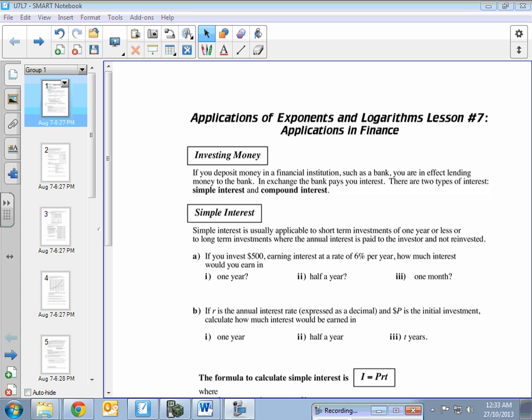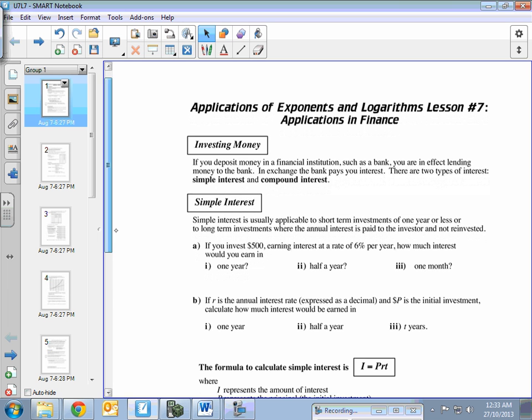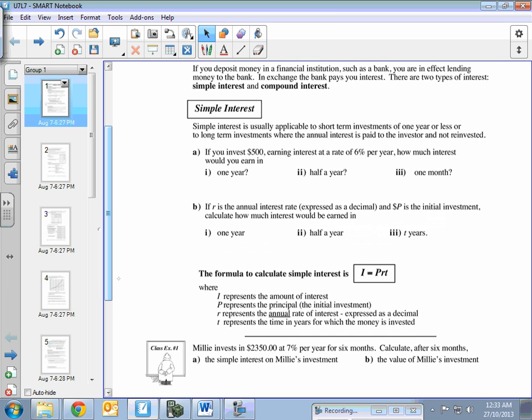So we're going to be talking about simple and compound interest. For the rest of today, all we're going to be working on is simple interest, and then tomorrow we'll be working on compound. So we'll be splitting this lesson 7 up into the rest of today and all of tomorrow. Okay, so we're talking about simple interest today. It's usually applicable to short-term investments of 1 year or less, or to long-term investments where annual interest is paid to the investor and not reinvested.